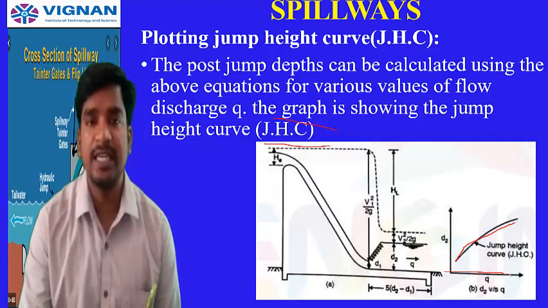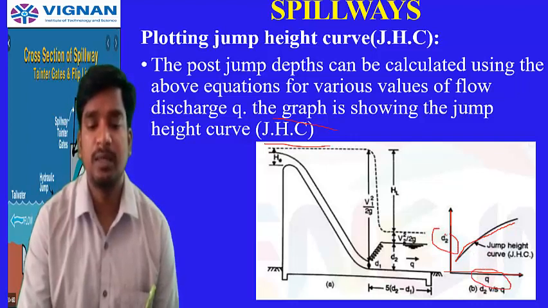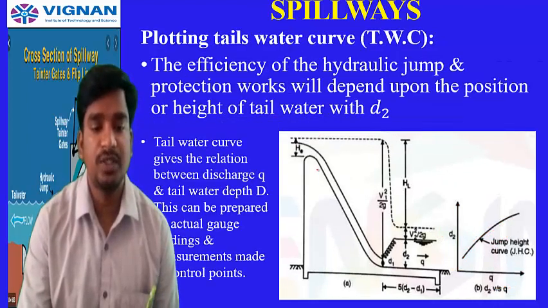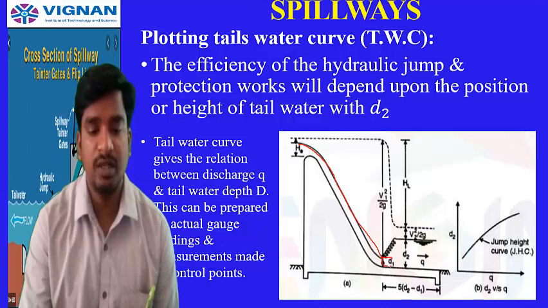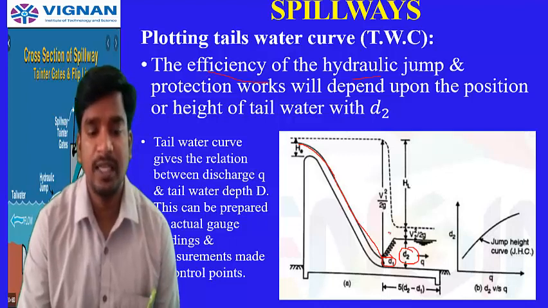As the discharge increases, what happens? The depth also increases, meaning the depth required will increase. This is the relation. If we have these two values, we can draw the jump height curve like this. In a similar way, whatever picture you are seeing here, the water is flowing like this, and the initial depth is T1 and the post jump depth is T2.